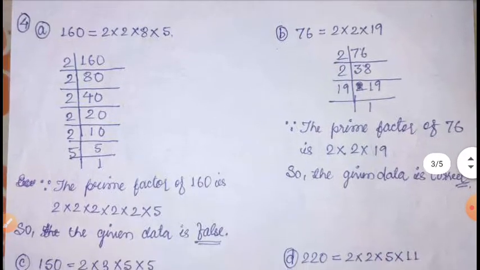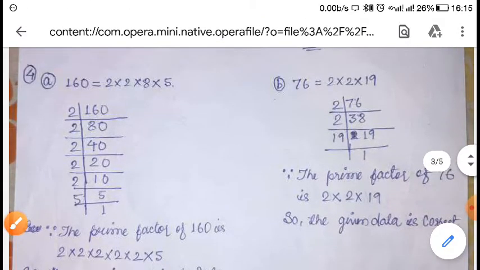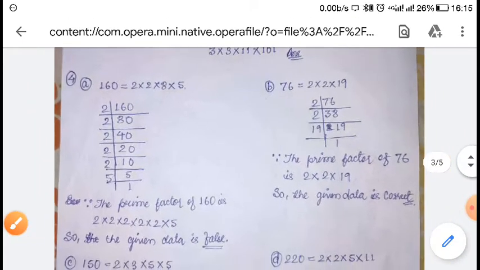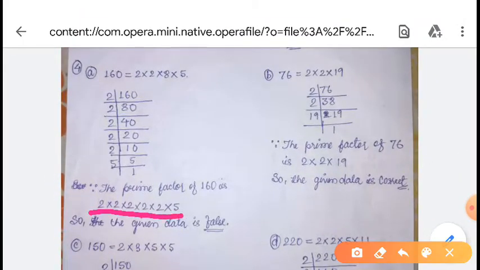Now question number 4, what they have asked, they have already given the prime factors. You can see here they have given the prime factor, 2 into 2, 8 into 5. So you have to check whether the prime factorization of the given number is correct or not. To find out, you do it by yourself. For this question, 160, we are getting 2 into 2 into 2 into 2 into 2 into 5.